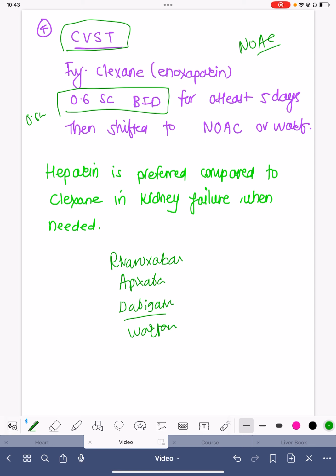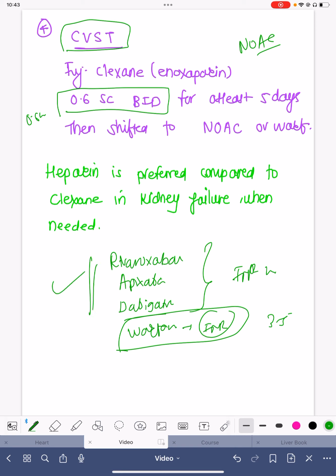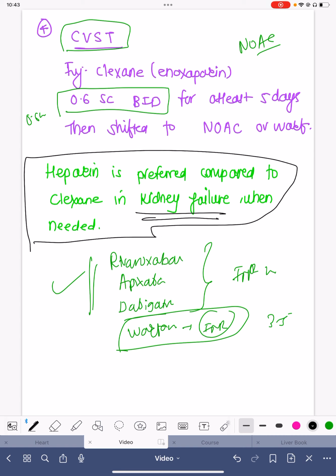But for warfarin, you have to keep on doing INR monitoring. But for these drugs, you don't have to do any INR monitoring. And warfarin takes at least 3 to 5 days for its effect, whereas these novel oral anticoagulant drugs start acting immediately. Whenever there is kidney failure, usually heparin is preferred compared to Clexane, because Clexane goes through the kidneys.